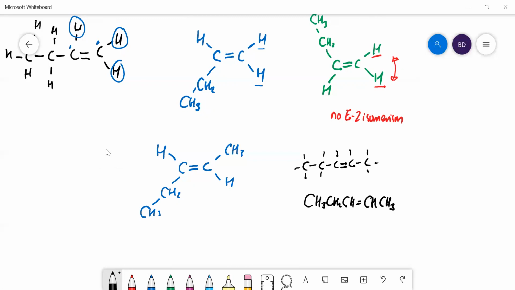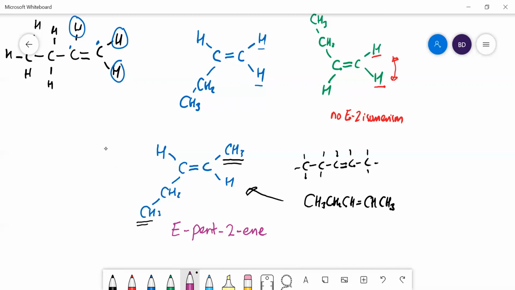And if you did have it drawn in these black forms, I would strongly recommend that you convert it into the blue form before you decide whether it can show geometric isomerism. Well, that can show geometric isomerism, can't it? Because look, the methyl group and the ethyl group are on opposite sides of the molecule. So we would call that the E form of it. And what is it? It's 1, 2, 3, 4, 5. So it's E-pent-2-ene, that molecule.